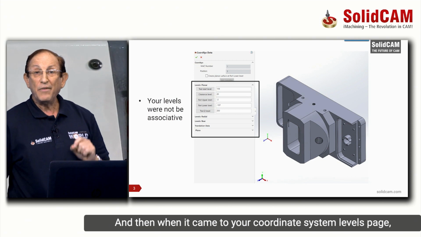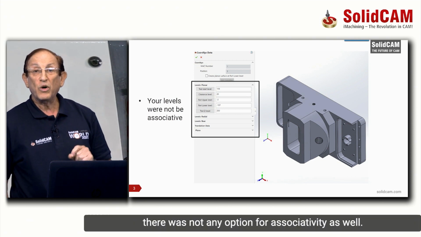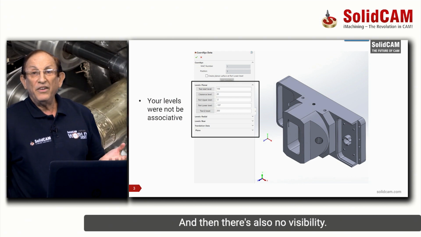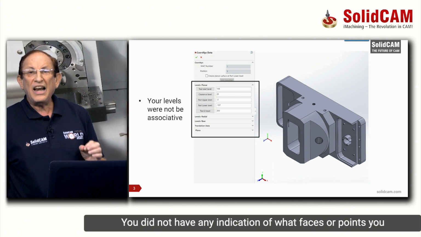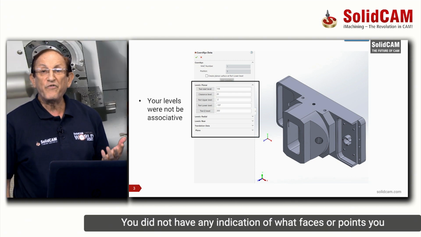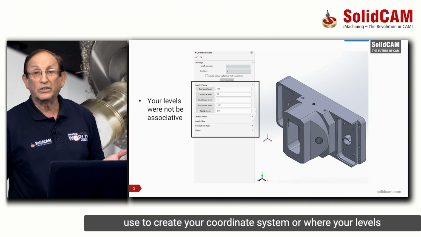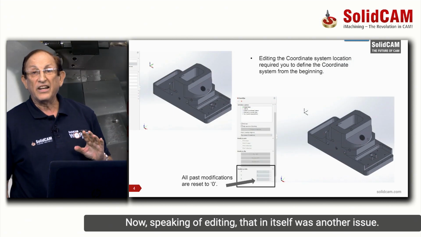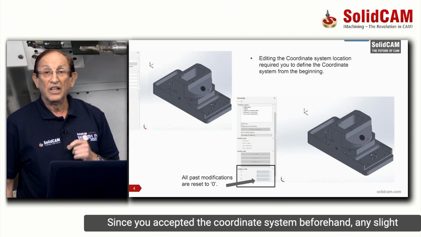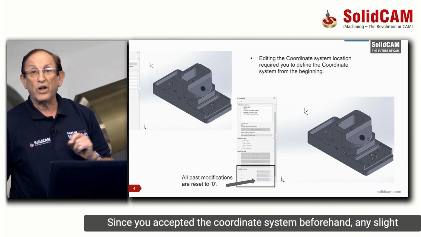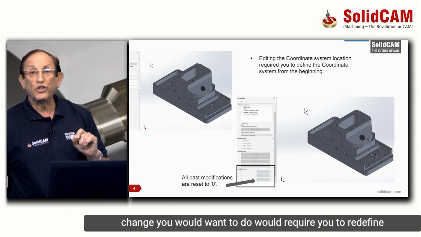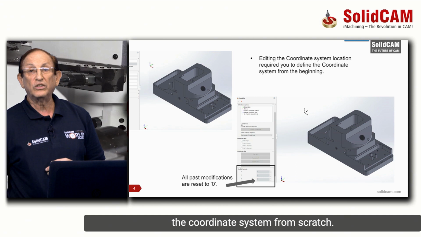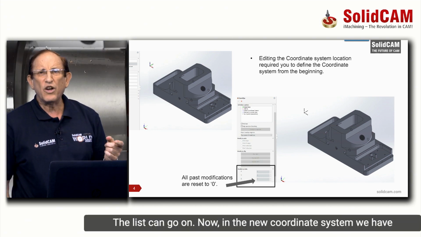And then, when it came to your coordinate system levels page, there was not any option for associativity as well. And then, there's also no visibility. You did not have any indication of what faces or points you used to create your coordinate system or where your levels were located. Now, speaking of editing, that in itself was another issue. Since you accepted the coordinate system beforehand, any slight change you would want to do would require you to redefine the coordinate system from scratch. The list can go on.